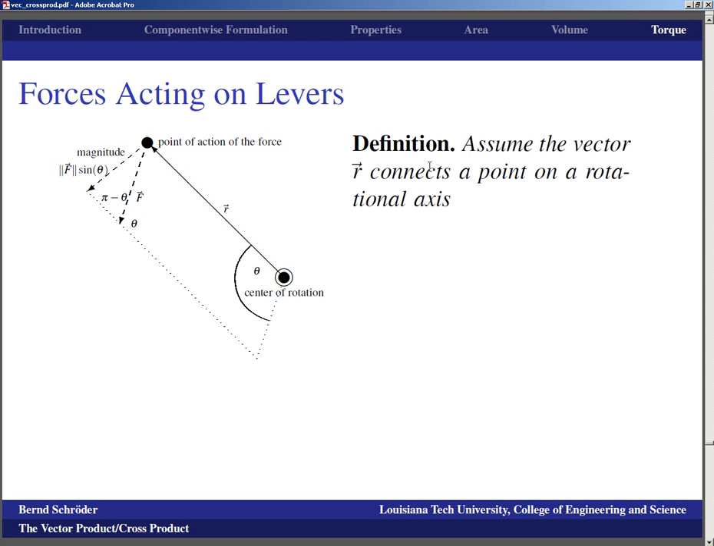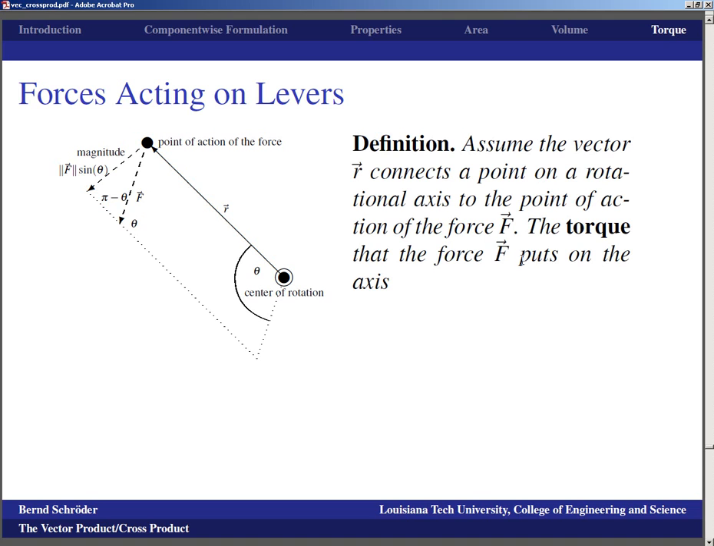And so that means, as a definition, if the vector r connects a point on a rotational axis to the point of action of the force F, then the torque that the force F puts on the axis is tau equals r cross F, because its magnitude is going to be the magnitude of r times the magnitude of F times the sine of the angle theta between the two.